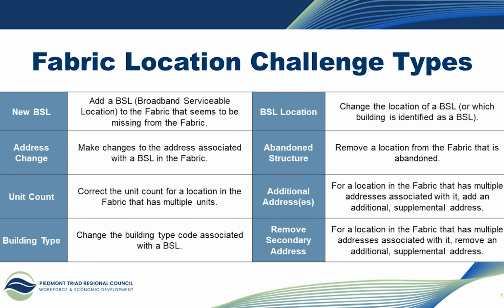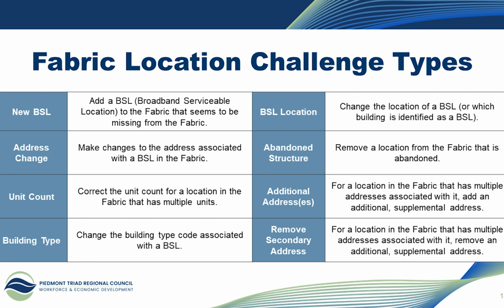There are different types of challenges that you can do within the fabric location, the fixed location challenges and the availability challenges. We're going to focus on the fabric location challenges currently. There are 8 different types of challenges. Number 1, a new BSL, or broadband service location. Basically, the address doesn't have a point on the current map, on the FCC broadband map, which we'll show a demo in a few minutes.